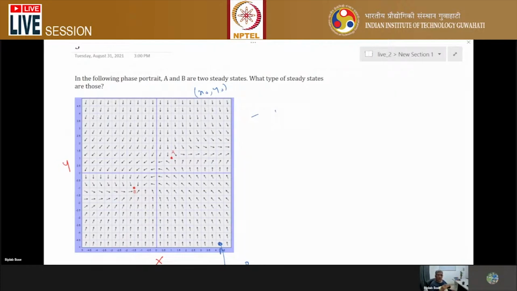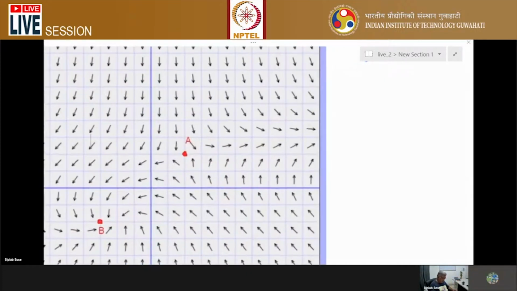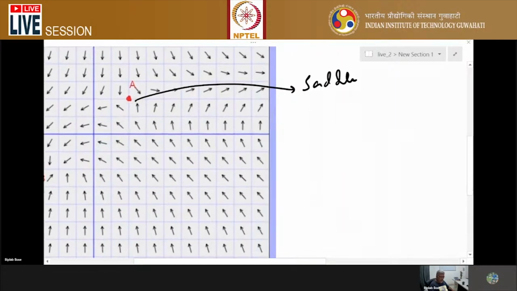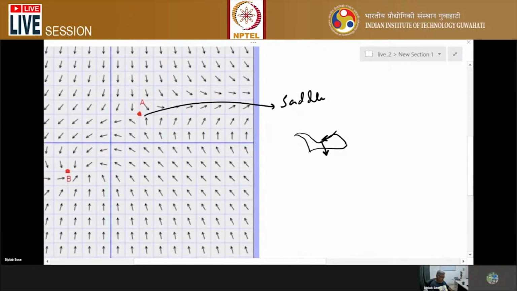Okay. So you look into lectures 5 and 6, where we have discussed many types of phase portraits. This one is called a saddle. Very simple. You must have seen the saddle on a horse, right? It has this type of shape. In this direction it goes down, from this direction it goes this way. So this is called the saddle.